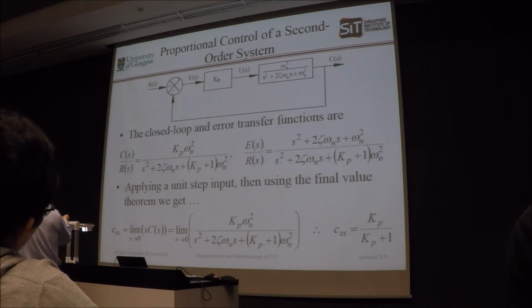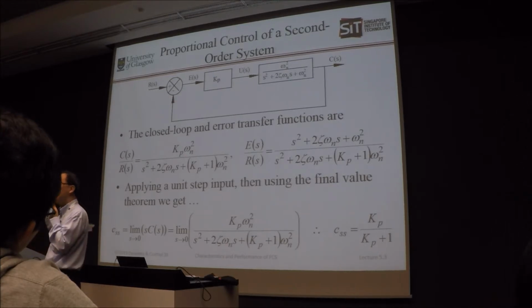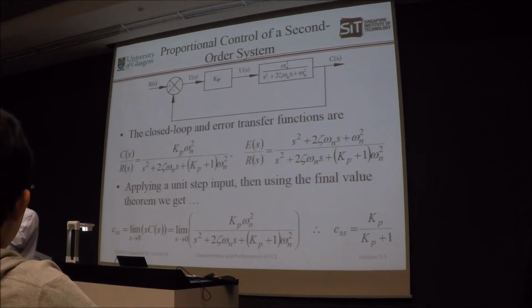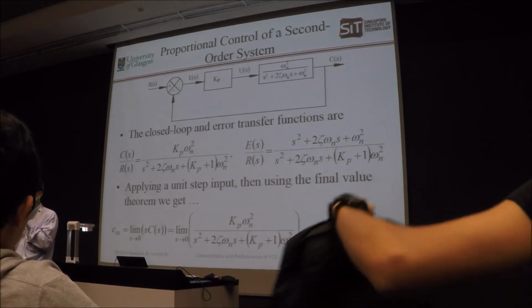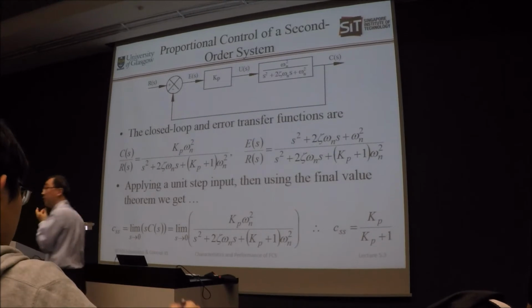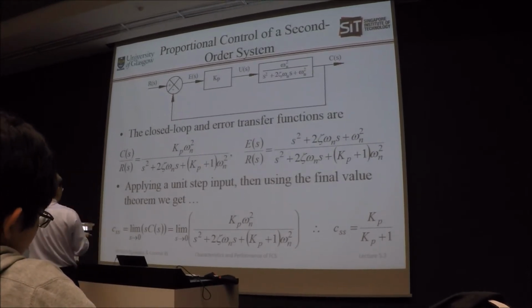Your DC gain is going to be equal to, again, Kp divided by Kp plus 1, because your omega n squared all cancel out. So you can actually see that in our system here, when you close the loop, even the second order system, it doesn't matter what kind of damping, what kind of undamped natural frequency, your DC gain is always Kp over Kp plus 1.